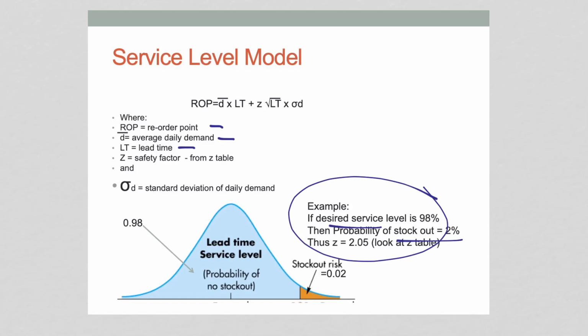And if you look at your Z table, which is in the back of the text, the same one we used for project management. If you take a look at your Z table, which I'm doing right now, let's say the white textbook page AP6, for 0.98 probability you get a Z of 2.05. So this is fantastic. We have everything we need to calculate this reorder point.